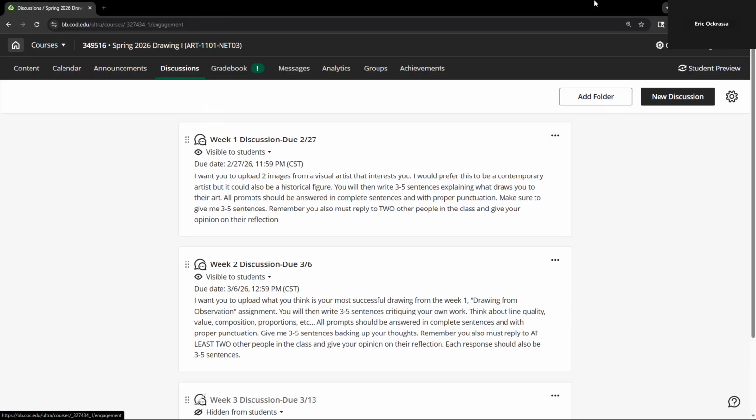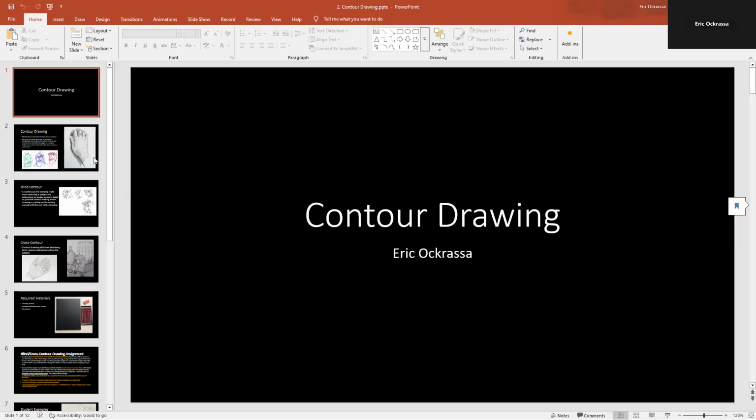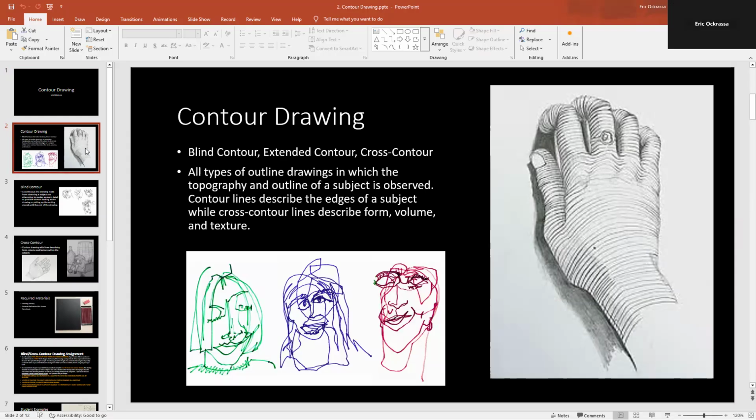The other thing we're going to look at is the lecture for week two. It's going to be contour drawing. There's a difference between, say, a blind contour or a cross contour drawing. Blind contours are drawings that you do not look at the drawing while you are rendering. You stay focused on your subject matter. Usually they turn into pretty silly drawings. We're actually going to be warming up with those this week.